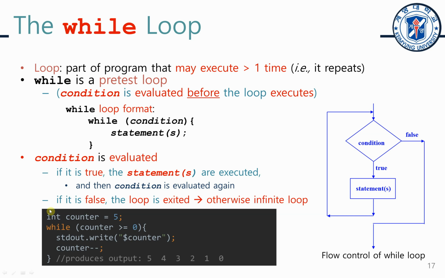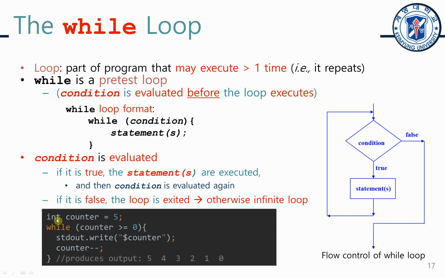So for instance, take a look at this example. In this example, what you can see is that we have a counter set to 5, and then as long as counter is greater than or equal to 0, the program will print out the value of the counter. And then the next statement decrements the value of the counter.